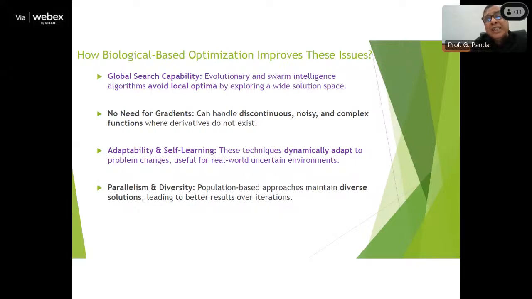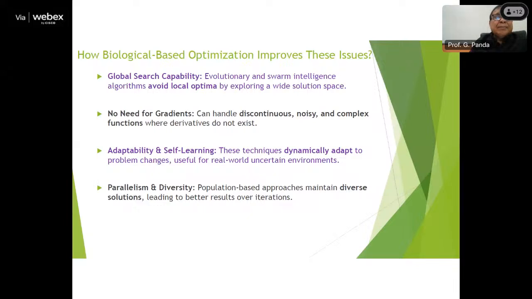Biological based optimization, on the other hand, improves these issues. Global search capability. Please remember that there can be no limitation in the zone. Global search capability. They avoid local optimal position and solution. No need for computation of the gradient, which causes problem. Many of the problems, when you take the gradient, they become infinity, divided by 0. So you cannot achieve optimal solution.